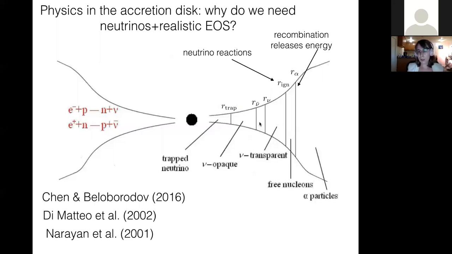And then at some point, the optical depth is going to become larger than 1, and it's going to be opaque to both neutrinos and antineutrinos. And at some point even, the neutrinos are going to be trapped, just as the photons, but that's very inside in the accretion disk.